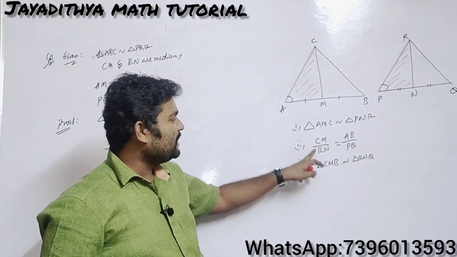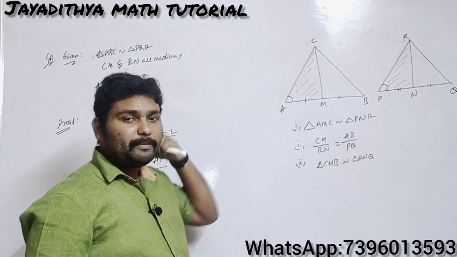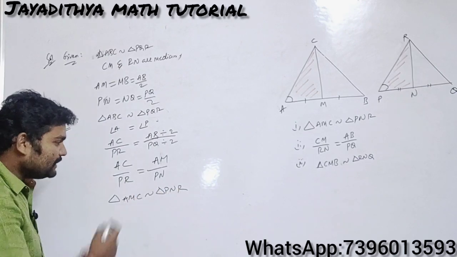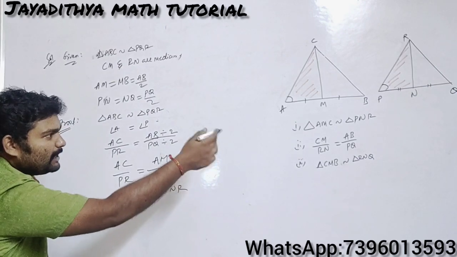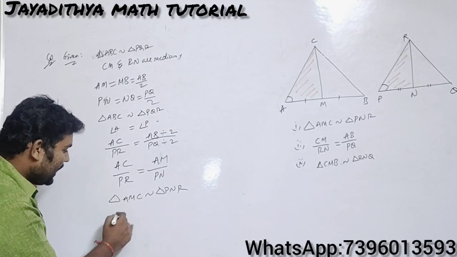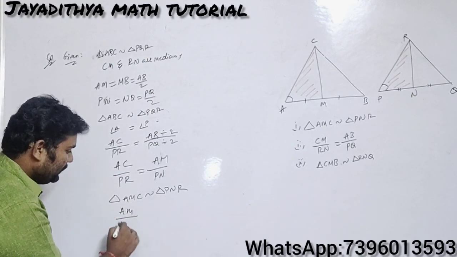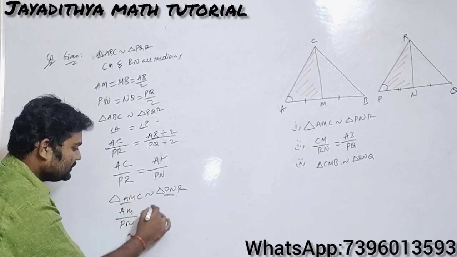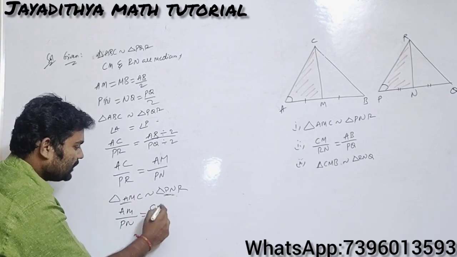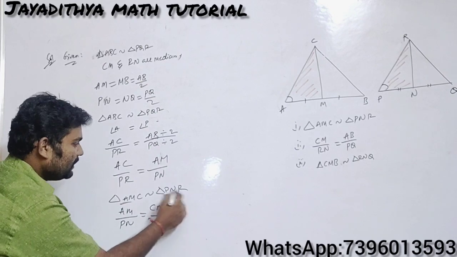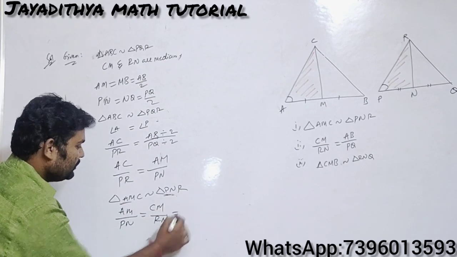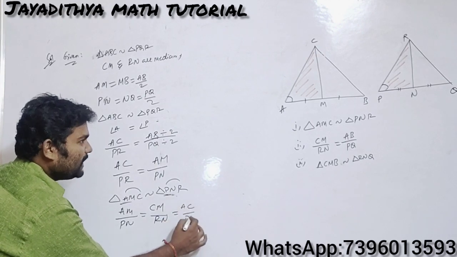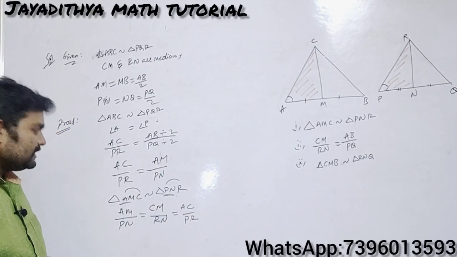He is asking us to show CM by RN must be equal to AB by PQ. So see here, from the first proof, what corresponding side ratios can you take? I want CM by RN and AB by PQ, right? So I can take AM by PN, which is equal to CM by NR, I mean RN, which is equal to AC by PR. Clear? AC by PR.